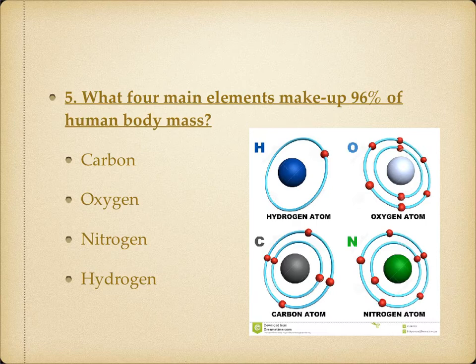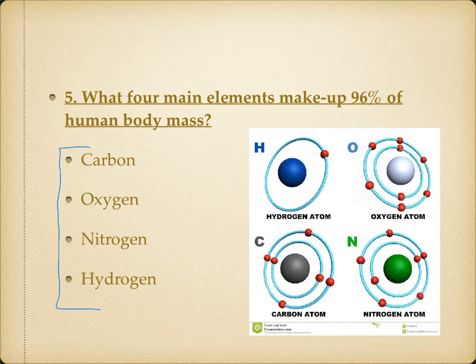Question 5. What 4 elements make up 96% of human body mass? Well, these 4 elements, carbon, oxygen, nitrogen, and hydrogen, compose most of the large biological molecules that would make up a human's body. Okay, we'll get more into that in a later section, but the big 4 are carbohydrates, proteins, lipids, and nucleic acids. And they have a large amount of carbon, oxygen, hydrogen, nitrogen in them.